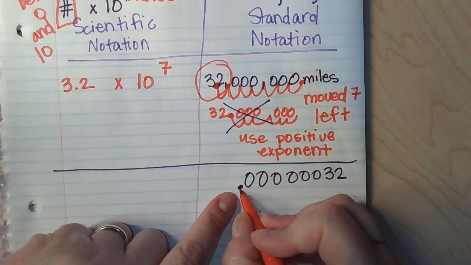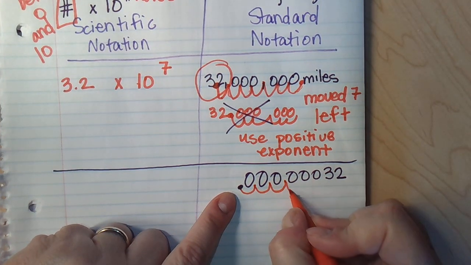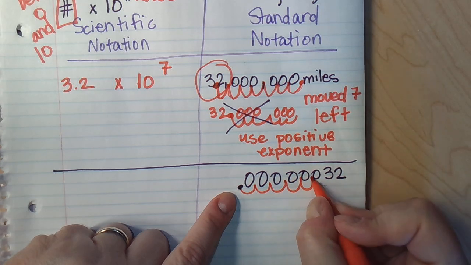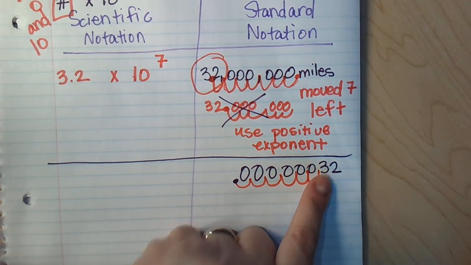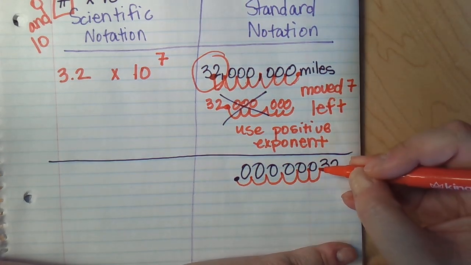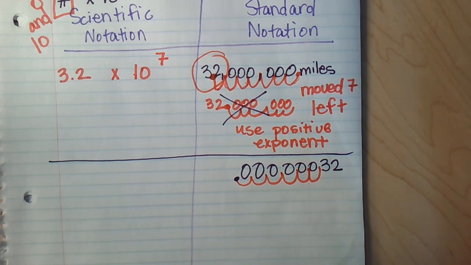So let's move the decimal. Once in between the numbers, twice, 3, 4, 5, 6. Okay, if I stop right here, then I have the number 0.32, and I don't want that.